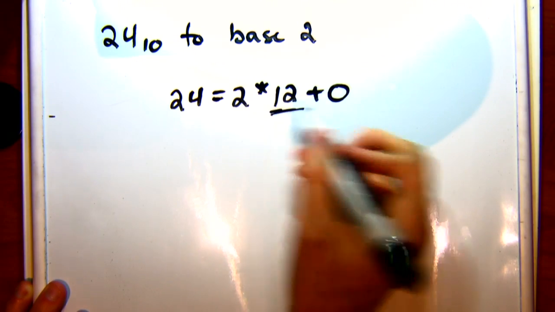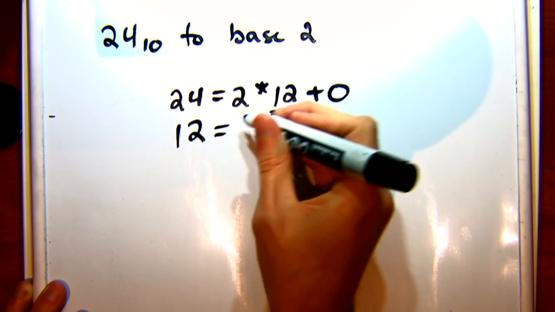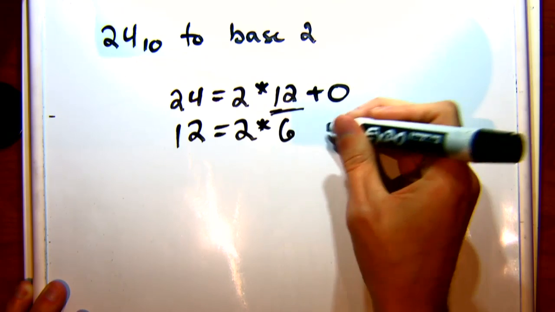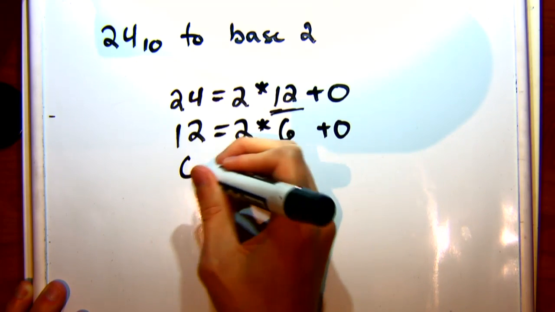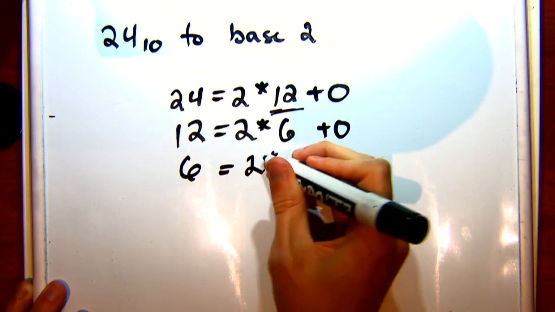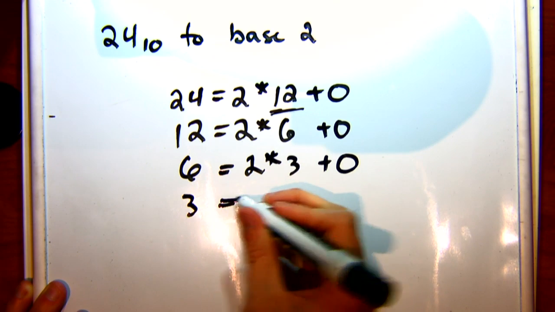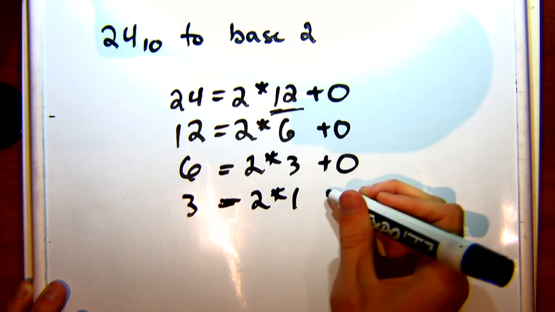I'm going to take this number, and I'm going to divide that by 2 as well. So 12 is 2 times 6, plus 0. 6 is 2 times 3, plus 0. And 3 is 2 times 1, plus 1.